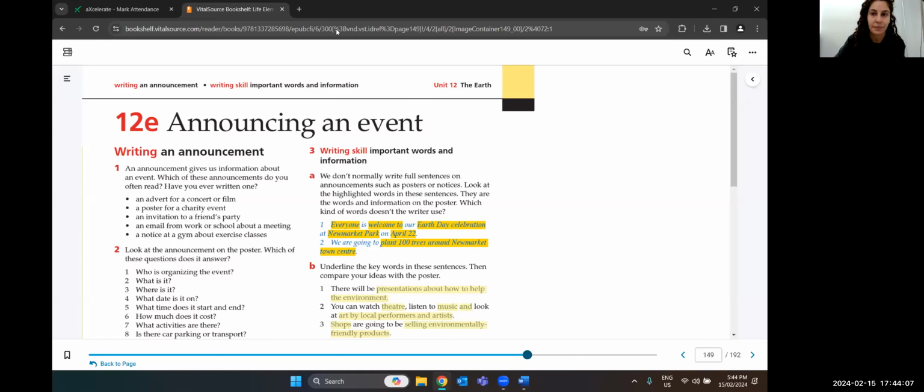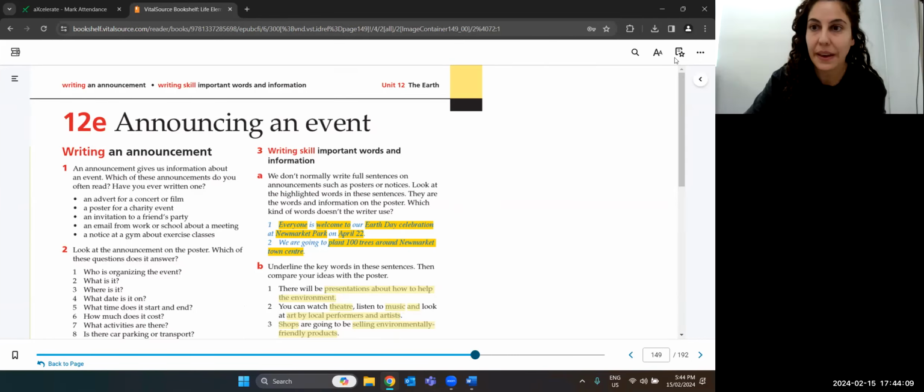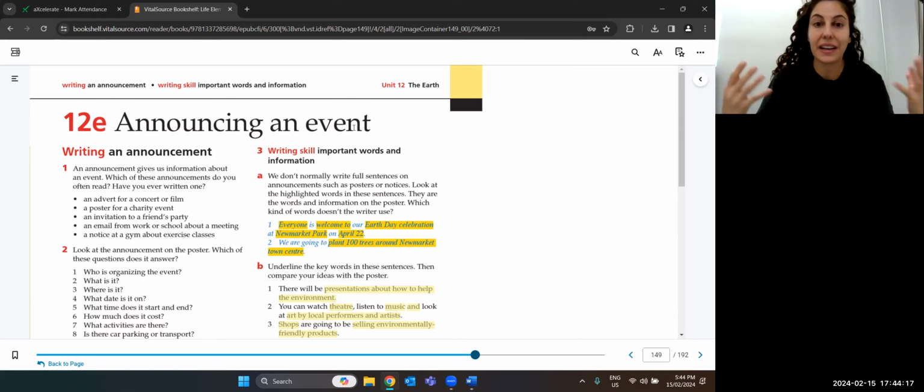Okay, so in my textbook, I am here on this page, and it says announcing an event. So remember, announcing means like I'm telling. I'm wanting to tell people to come somewhere. So an announcement gives us information about an event.